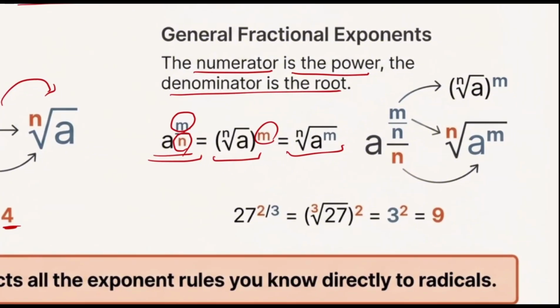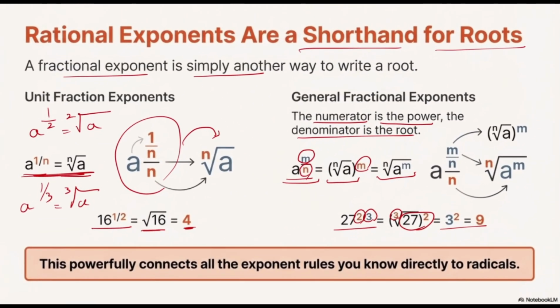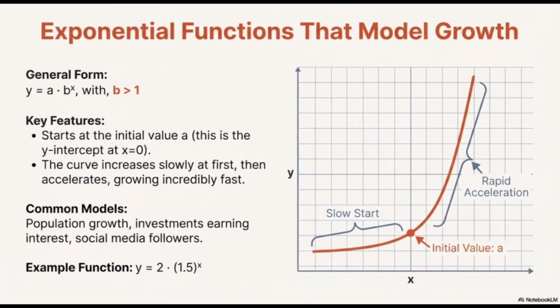For instance, if I do have 27 to the power of 2 divided by 3, 3 is my root and 2 is my power. 27 to the power of 2 root 3, if you find that one, it would be 9 itself. So this guide is going to powerfully connect all of the exponent rules directly to their radicals, as we talked about before. So let's talk about exponent function.